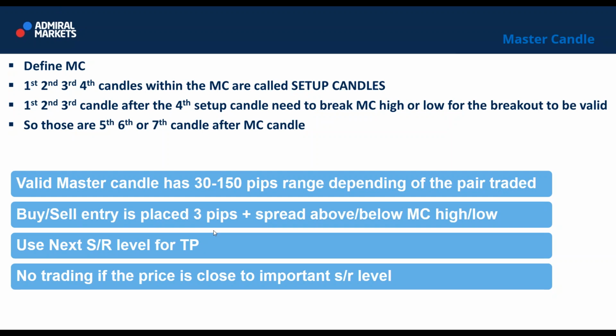Usually, guys, if you trade pound yen, let's say, strong candles in pound yen breakouts can really be even higher than 150 pips sometimes. Of course, not always. But I don't really go higher than 150 or lower than 30. Buy or sell entry is placed 3 pips plus spread above or below the master candle high or low.